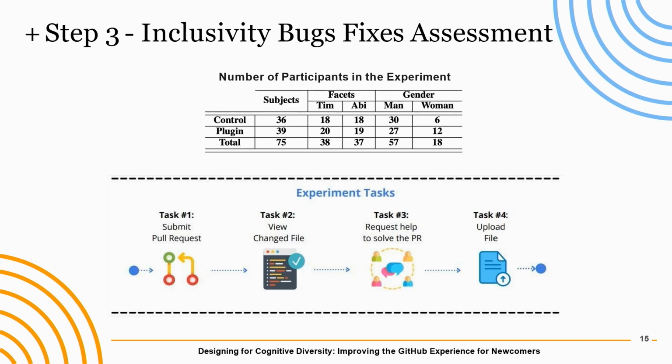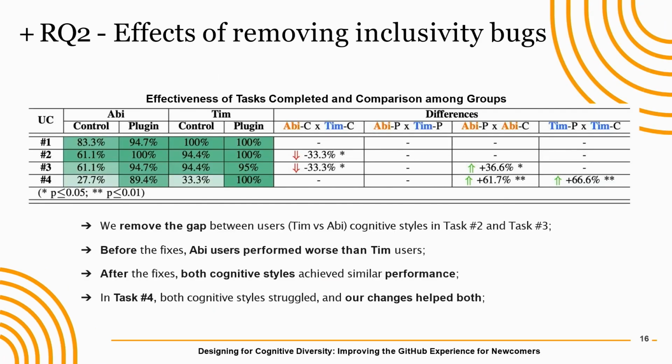So we ran an experiment with 75 students from 5 different universities in Brazil and the US. And we asked them to run these 4 tasks: submit the pull request, view the files change, request help to solve the pull request, and also upload the file.